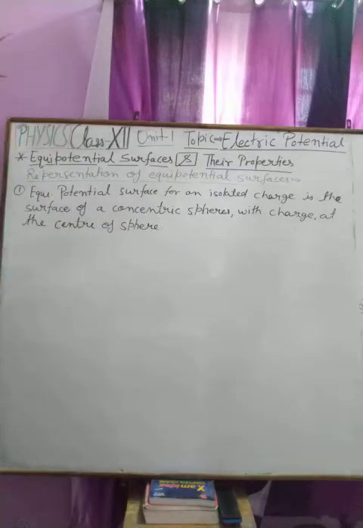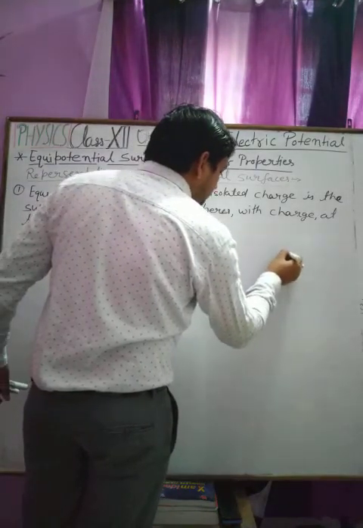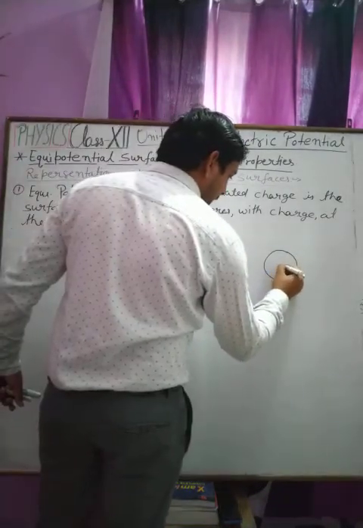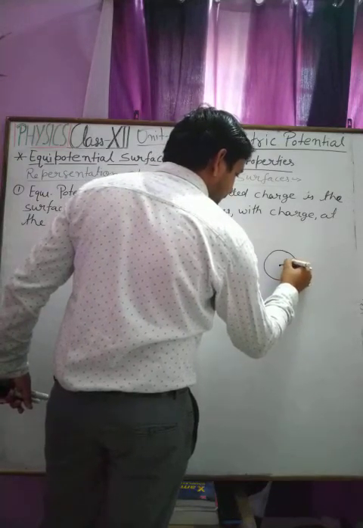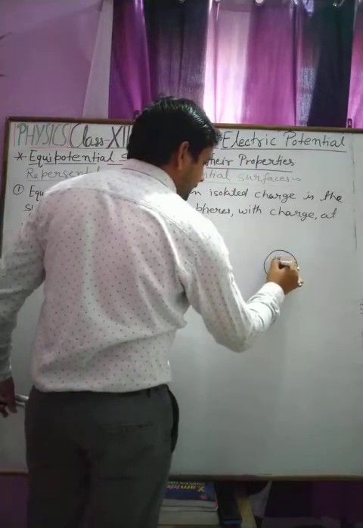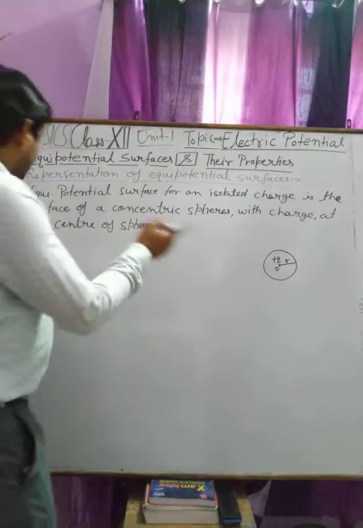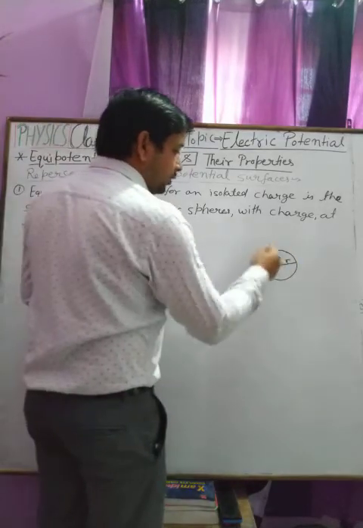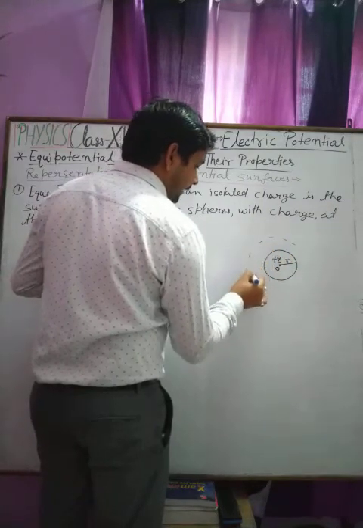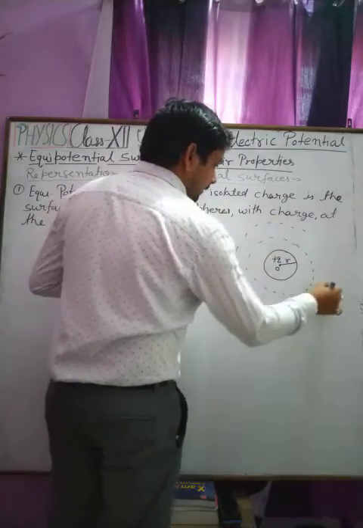Okay, these are represented as, suppose we have this sphere of radius r and this is its center and the charge is placed at its center. Therefore, the equipotential surfaces for this isolated charge at O are represented as concentric spheres like this.